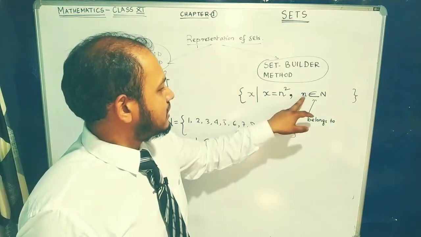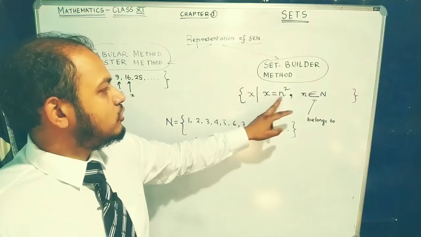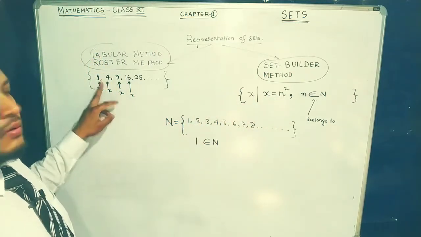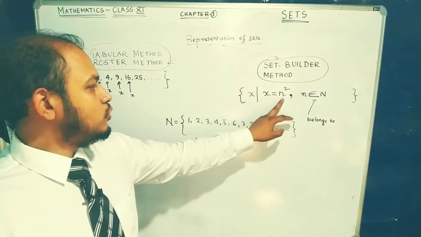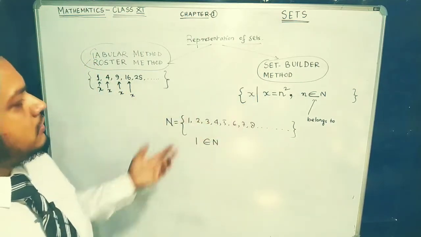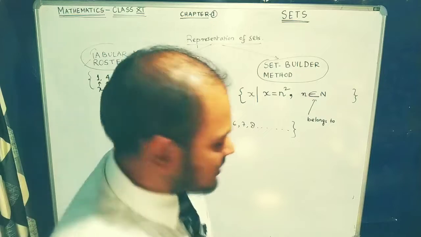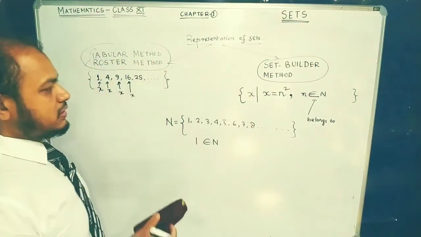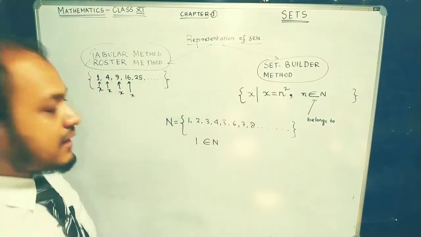So when n takes the value of 1, x is equal to 1 squared, which is 1. When n takes the value of 2, it becomes 4, because it is 2 squared, right? So this is the way to express any set in the set builder method. You will definitely find a question in your final examination.